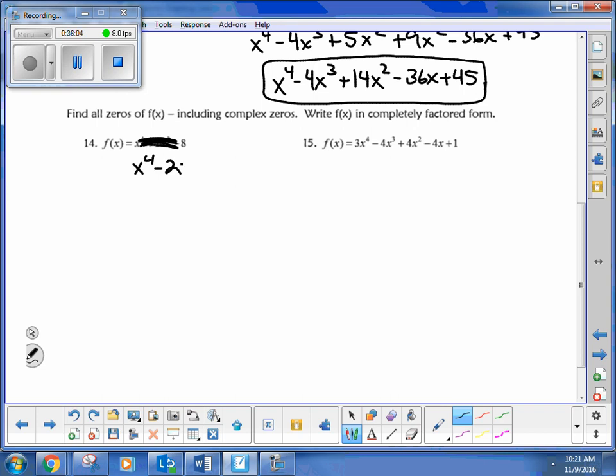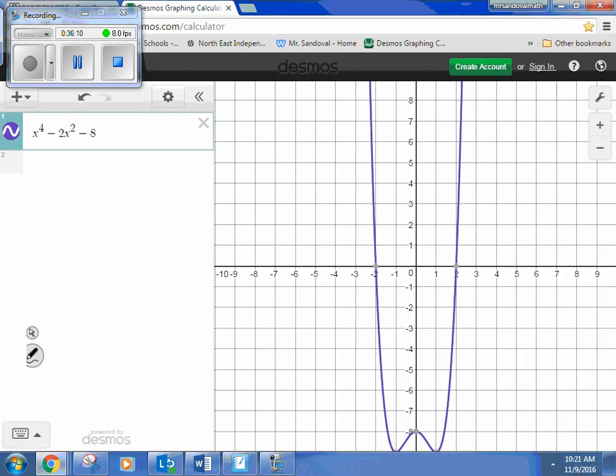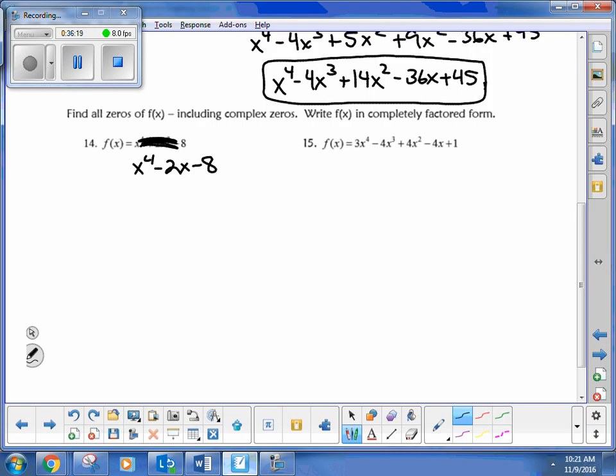x to the fourth minus 2x minus 8 is that when we graph that, one of the things that it does is it gives us two neat solutions. It gives us negative 2 and positive 2. And what we're going to do with that is go through the process of synthetically dividing that. So one of the things we discovered is that when we have negative 2 and positive 2, we're going to have two solutions. So let's go ahead and synthetically divide it.